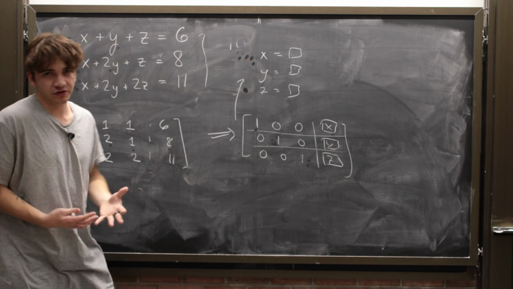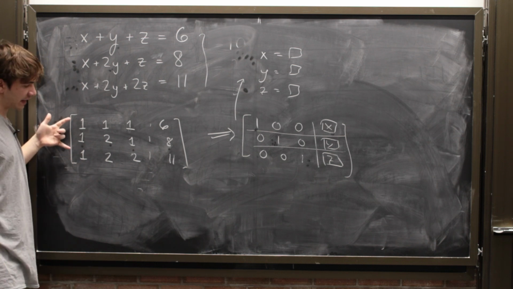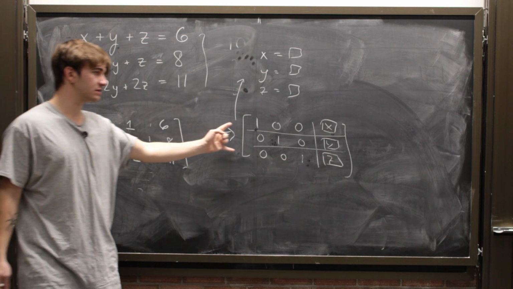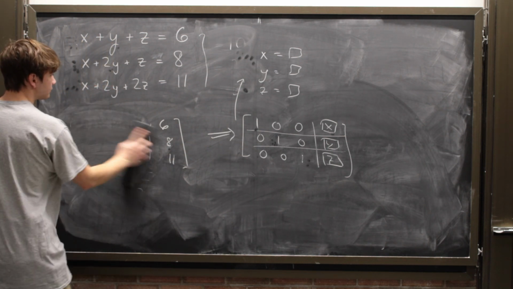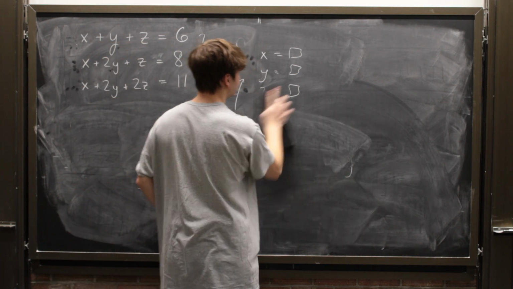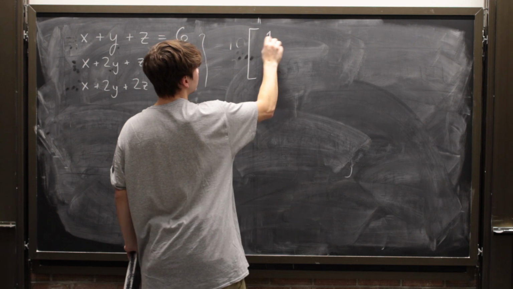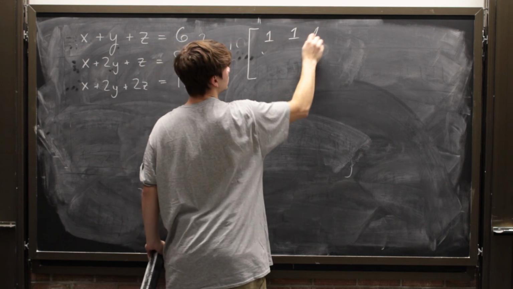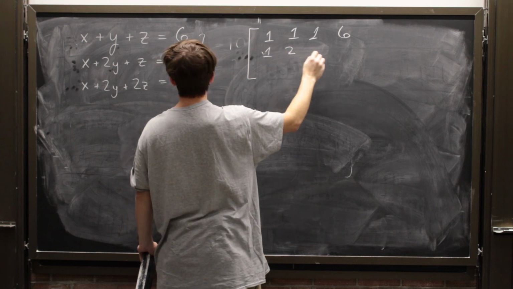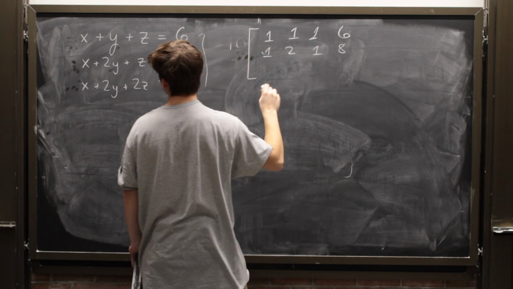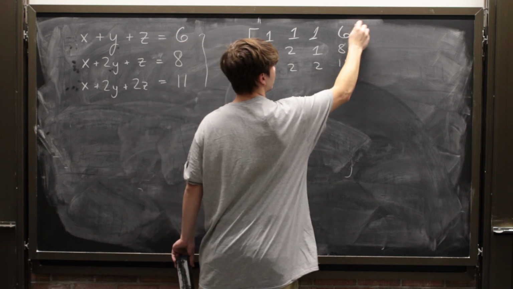Now the reason why we go through this complicated process is because there's actually an algorithm for translating this matrix into this exact form. And that's what we're going to cover today, okay? So let's begin. Okay, so I'm starting off with 1, 1, 6, 2, 1, 8, 1, 2, 11.